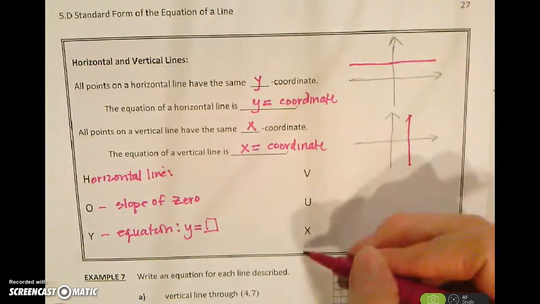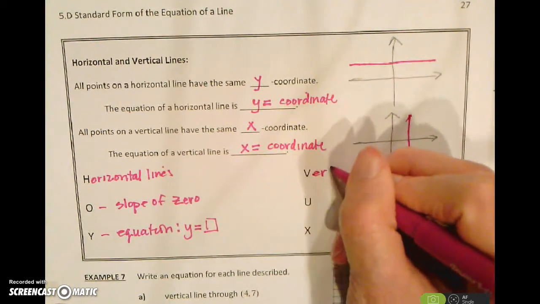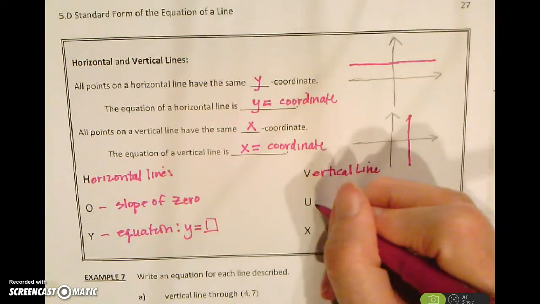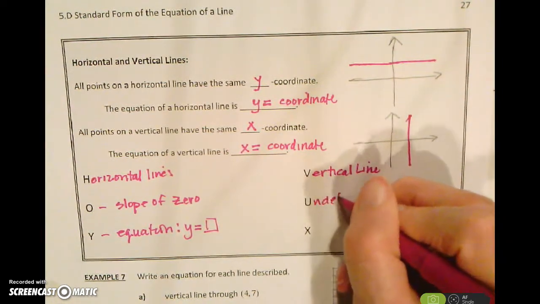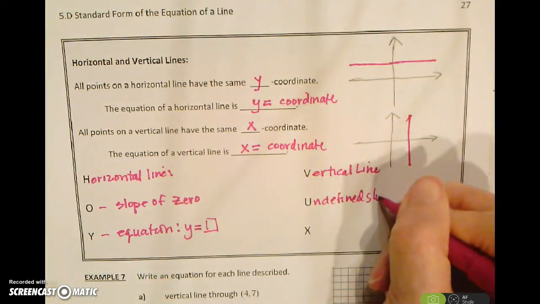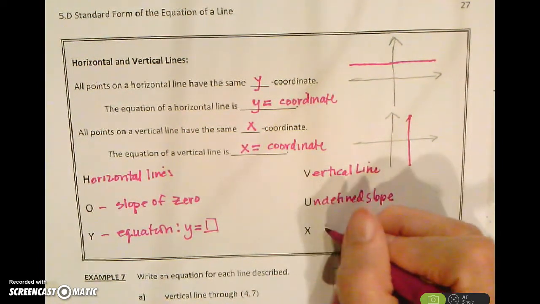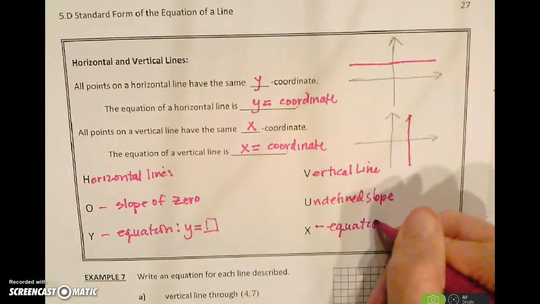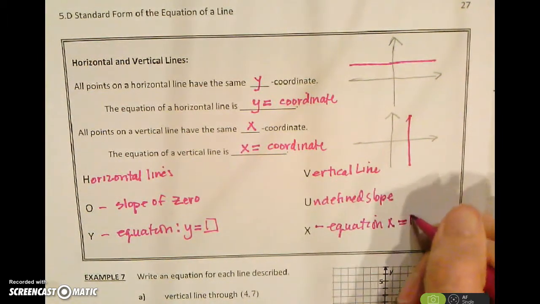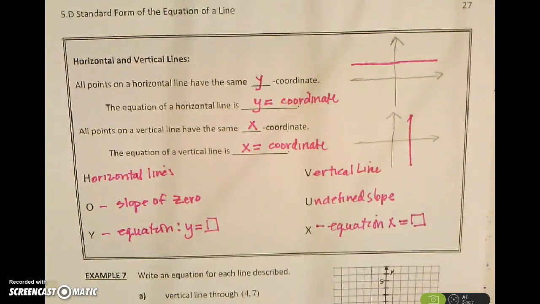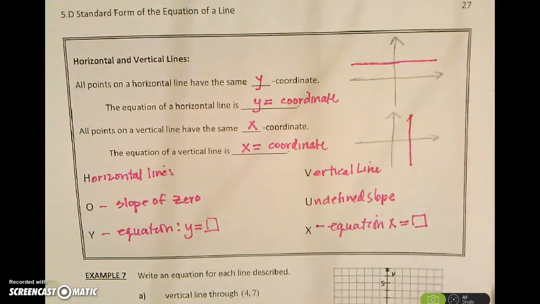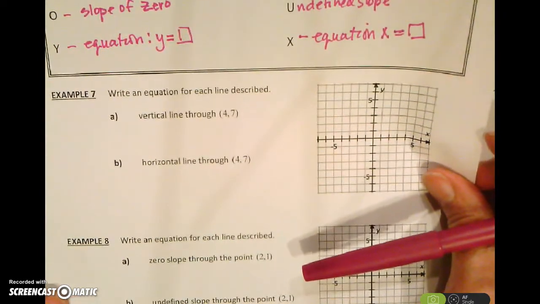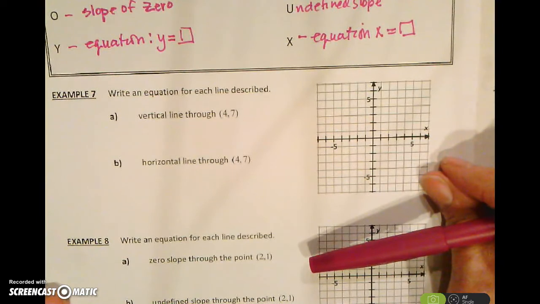And then VOX is going to be a vertical line. So if I have a vertical line, I will know that it has an undefined slope. And the equation is going to be x is equal to whatever all the x's are equal to on that particular line. So HOY VOX, if that helps you remember as you work through these problems that look like these below. Write an equation of each line described.